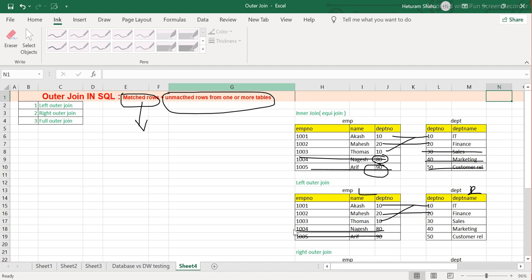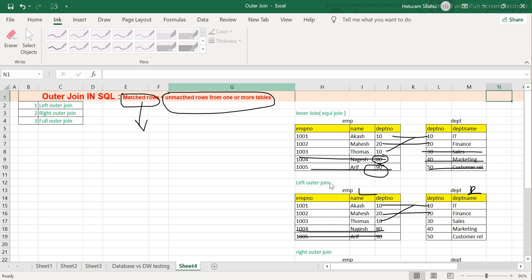Now the unmatched ones, what will they be? It will be 1004 Nagesh 80, and there is no matching here, guys. Then against the department number and department name it will be null and null. Now 1005 Arif 90, and again there is no matching in the right table, so it will be null and null. We will see how it works, but for now you understand.